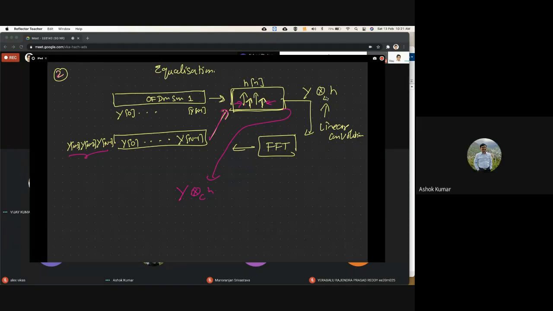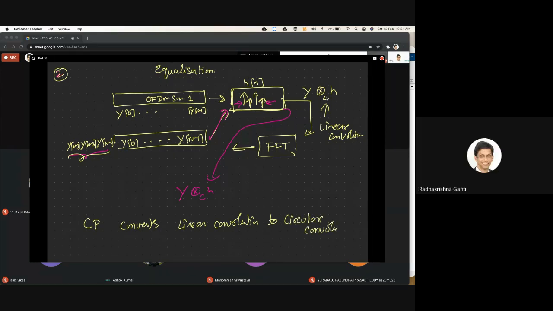There was one question: does the CP also add diversity gain? It has diversity gain, but you generally don't use that. You use CP for something else. Next point, I'll tell you this next point. But at least this point, is it clear? One of the other uses of CP is that CP converts linear convolution to circular convolution. Again, the CP length should be greater than the number of taps in the channel.